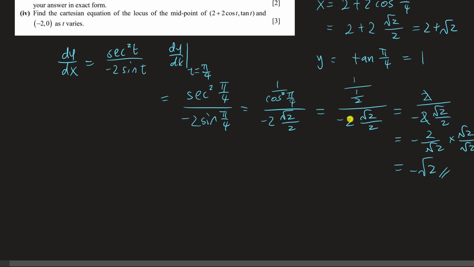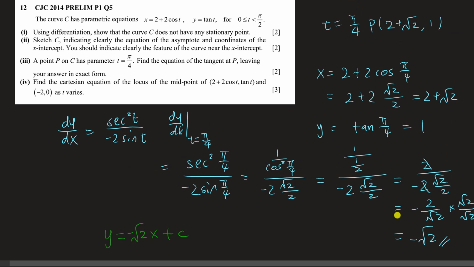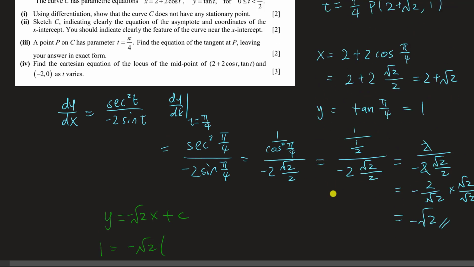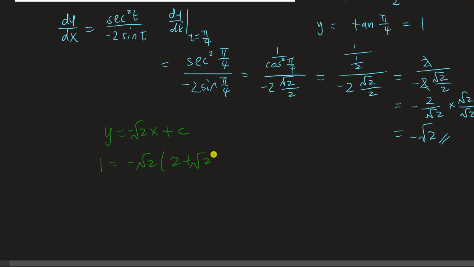So now all you need to do is gather all this information up and put it in the y equals mx plus c form. So m is negative root 2. Your x value of the coordinates is 2 plus root 2. The y coordinate will be 1. So 1 equals negative root 2 times 2 plus root 2, plus c. Bring all this over, you get 1 plus 2 root 2 plus 2 equals c. c is 2 root 2 plus 3. And then this would be your answer.